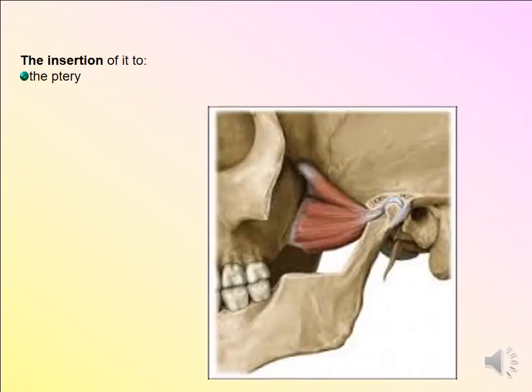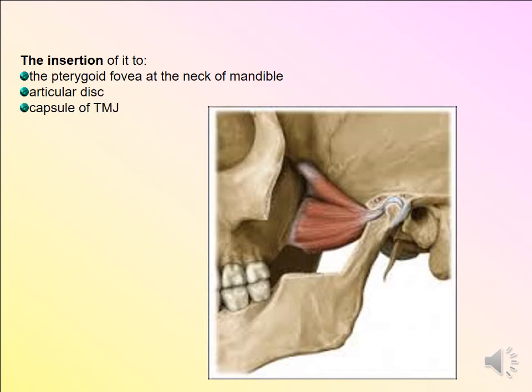The insertion of it is first to the pterygoid fovea at the neck of the mandible, and second to the articular disc of the temporomandibular joint and to the capsule of the temporomandibular joint. So it has three insertions: the upper fiber to the pterygoid fovea of the neck of the mandible, and to the articular disc and capsule of the temporomandibular joint.